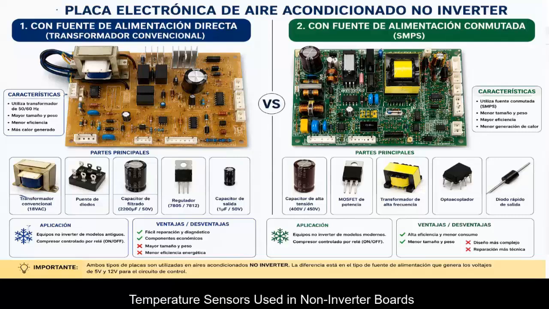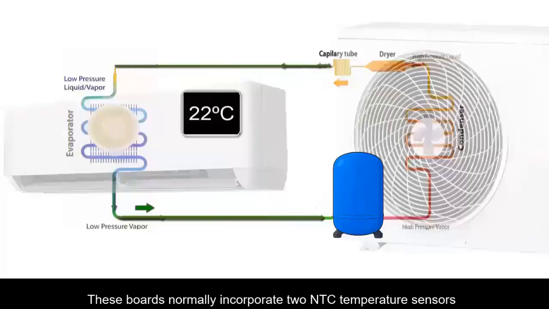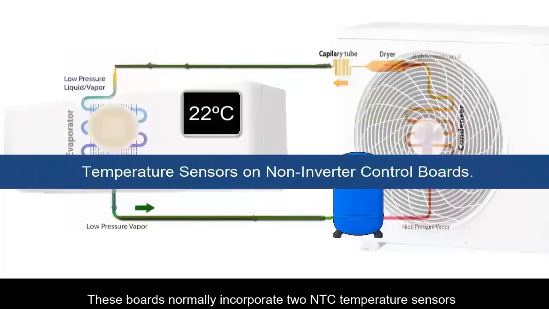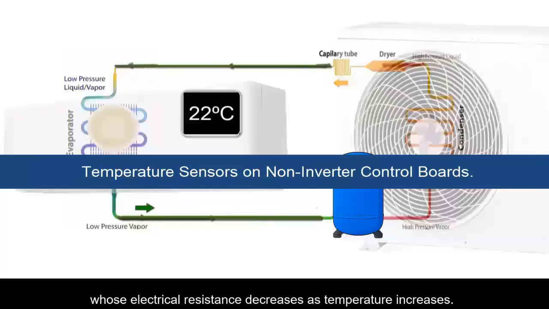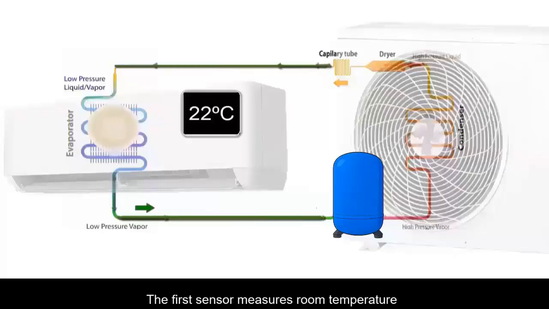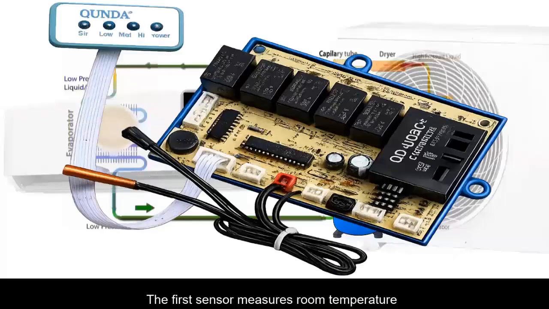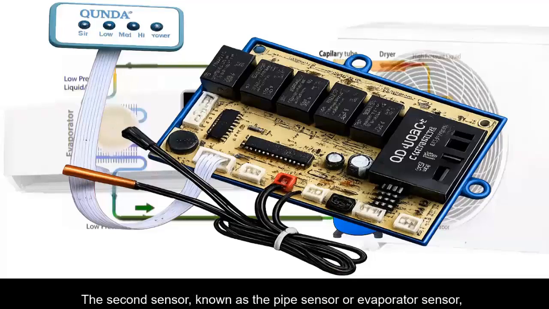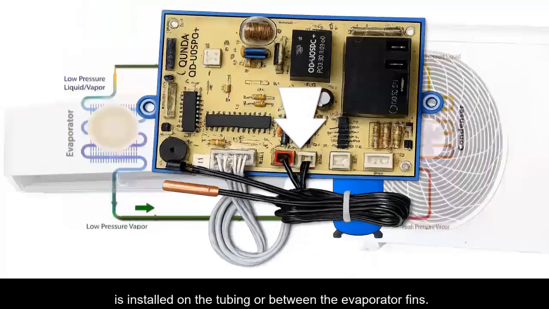Temperature sensors used in non-inverter boards. These boards normally incorporate 2 NTC temperature sensors, whose electrical resistance decreases as temperature increases. The first sensor measures room temperature through the return air entering the indoor unit. The second sensor, known as the pipe sensor or evaporator sensor, is installed on the tubing or between the evaporator fins to monitor the temperature of this heat exchanger.